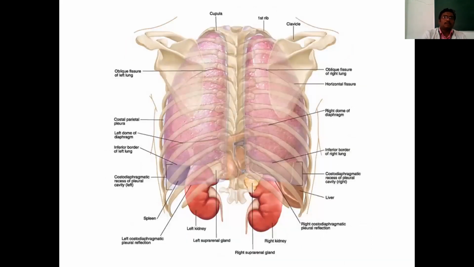In the posterior aspect, you will have your relation of the kidney, but actually the kidney is an abdominal organ. Still, the relation is present. The posterior surface of the kidney is related to your rib cage.